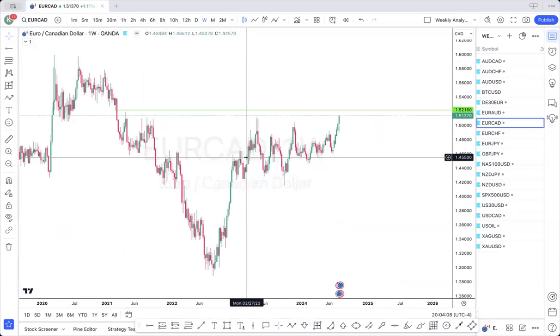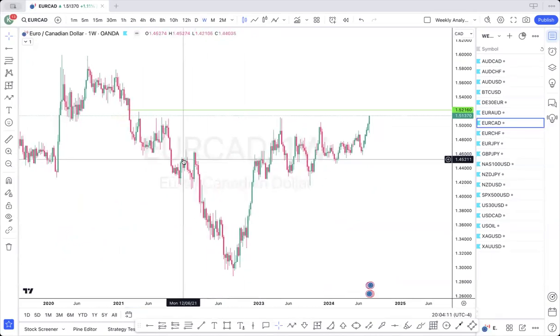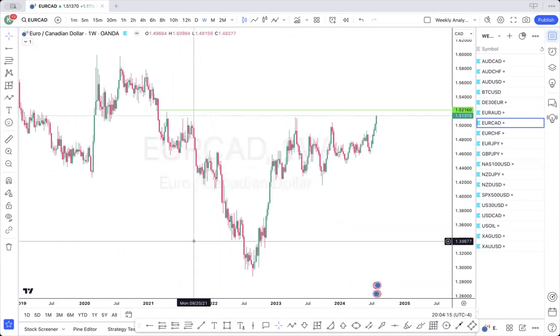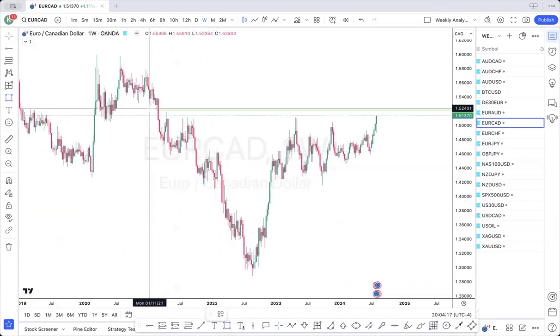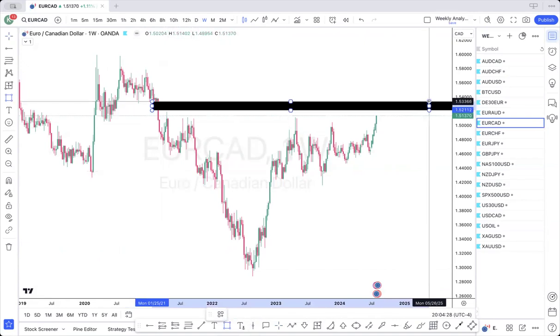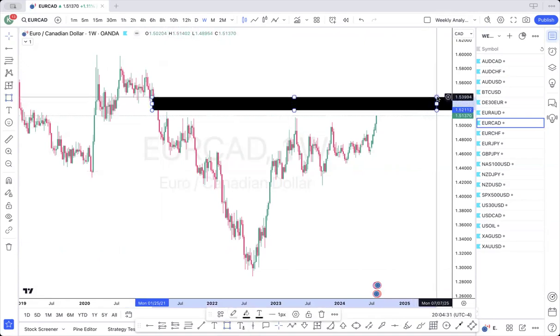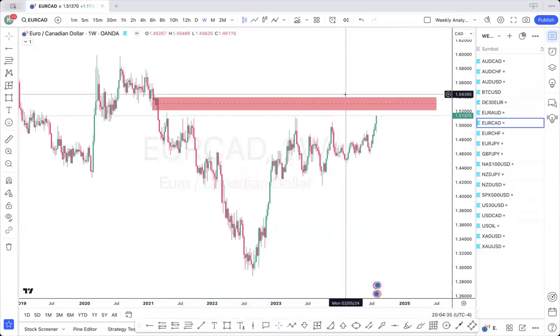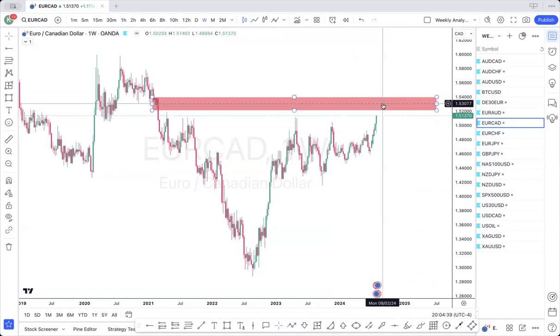I don't like EuroCAD, but I'm going to mark it out. So, my thoughts for EuroCAD: let me delete that. There is a supply zone here. Okay, there's a supply zone here. Price is likely coming to tap into this supply zone.